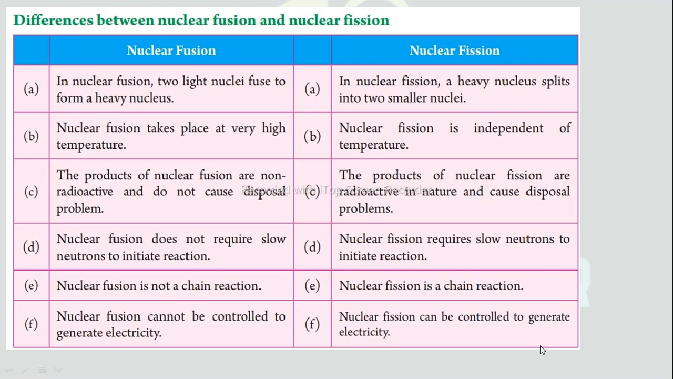Nuclear fusion does not require slow neutrons to initiate the reaction, whereas nuclear fission requires slow neutrons to initiate the reaction. Nuclear fusion is not a chain reaction, but nuclear fission is a chain reaction. Nuclear fusion cannot be controlled to generate electricity, whereas nuclear fission can be controlled to generate electricity.